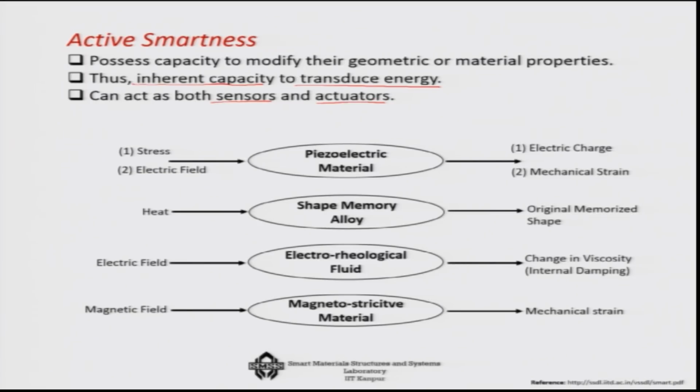Let us give some examples. One example is this piezoelectric material. I will talk about all these materials later on, but let us first of all take the names with us, that there is a group of material called piezoelectric material.